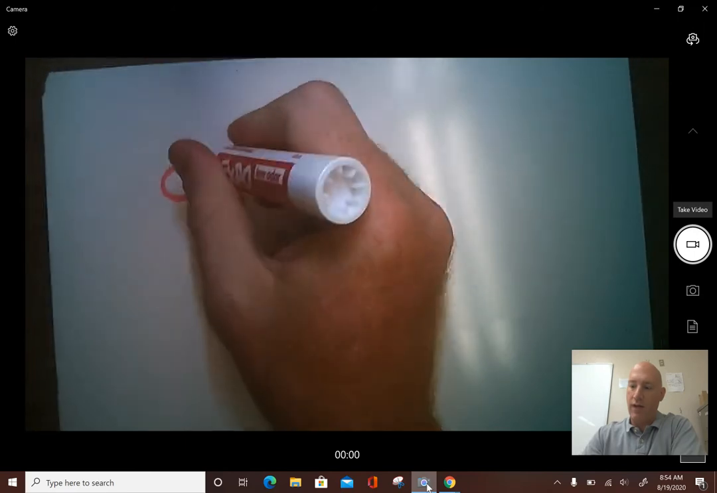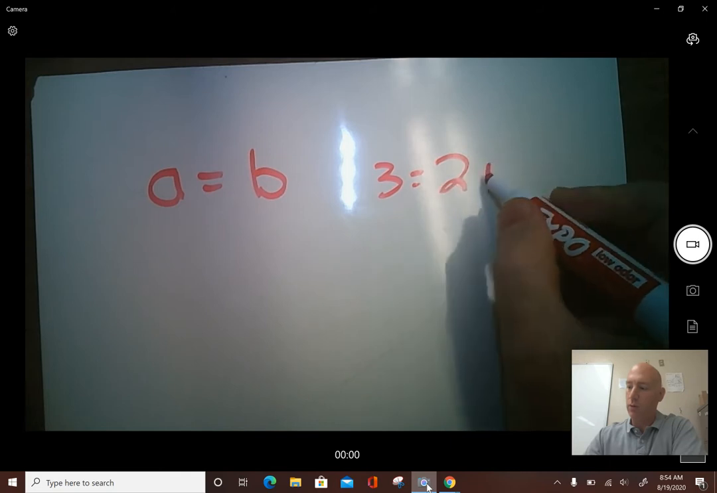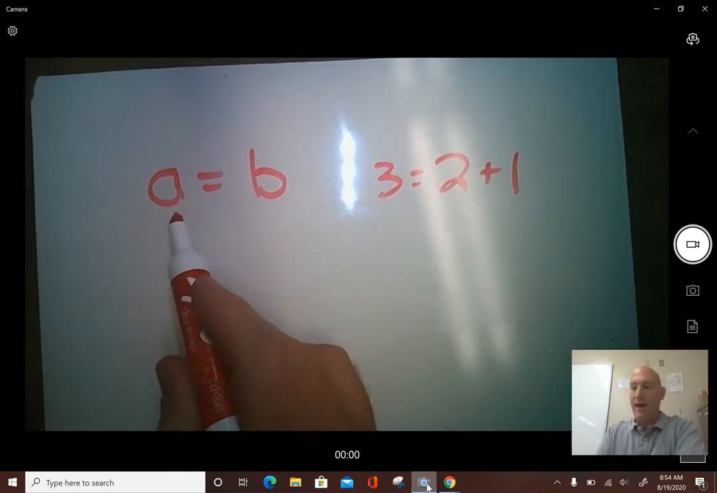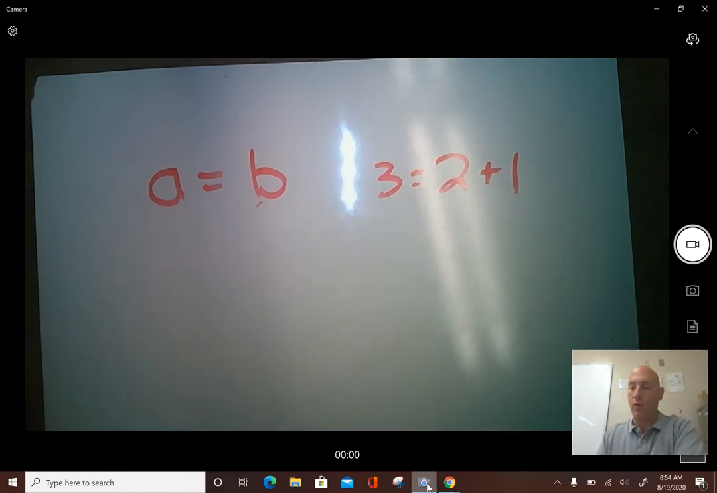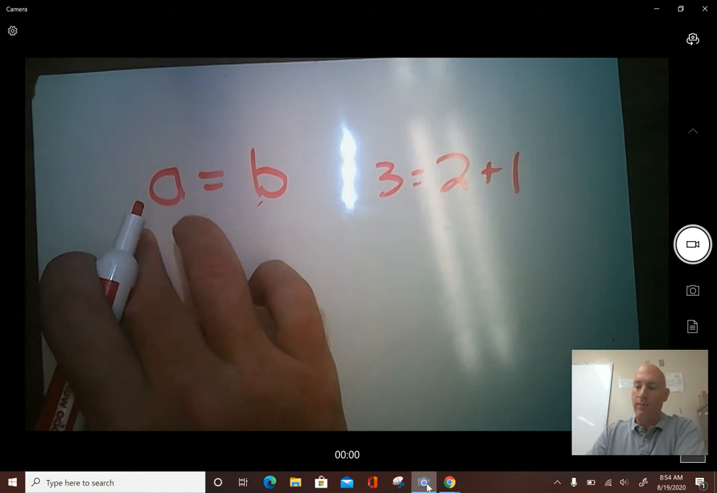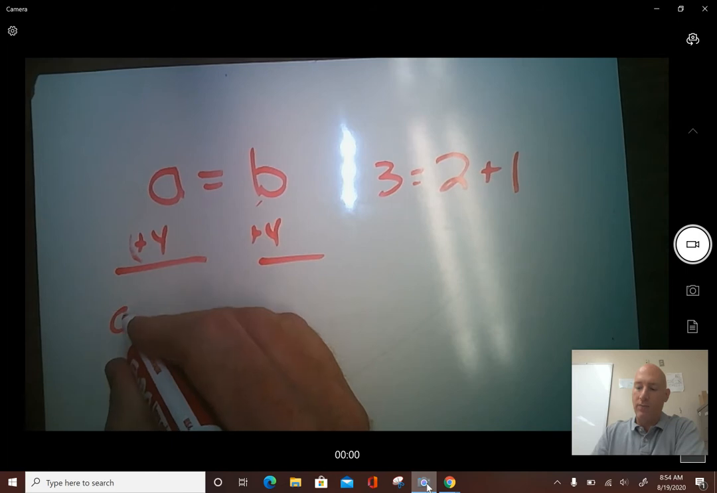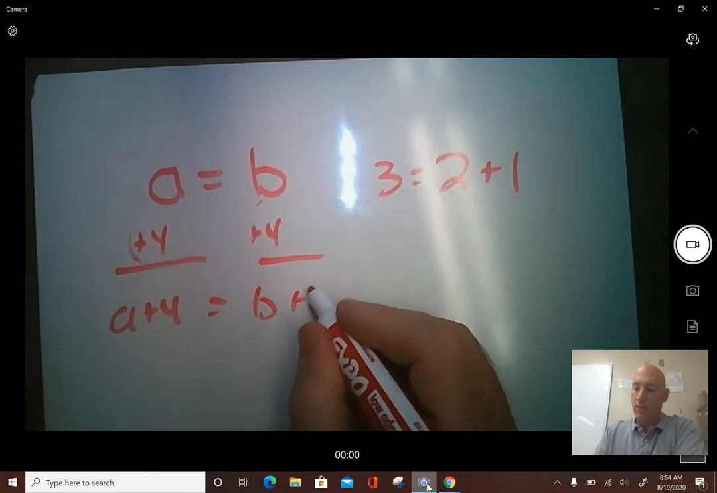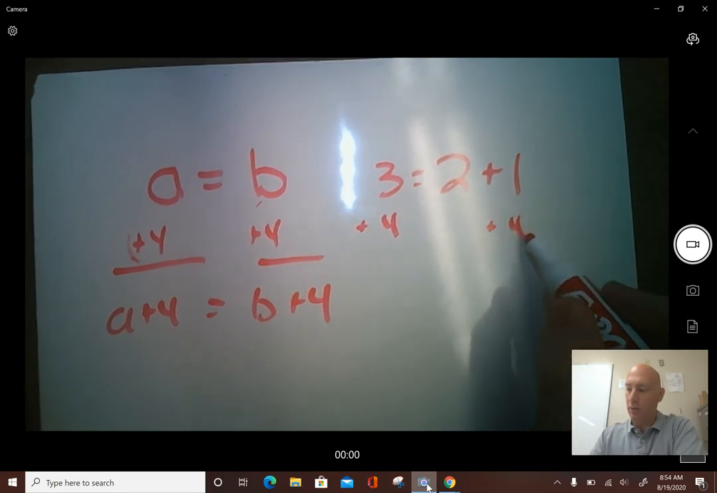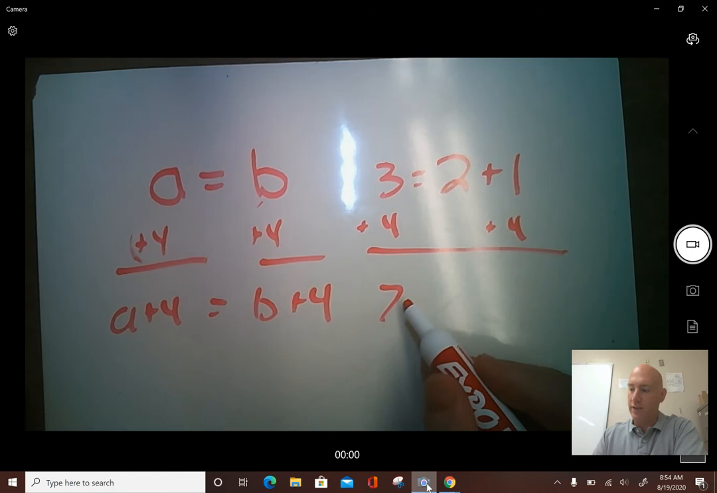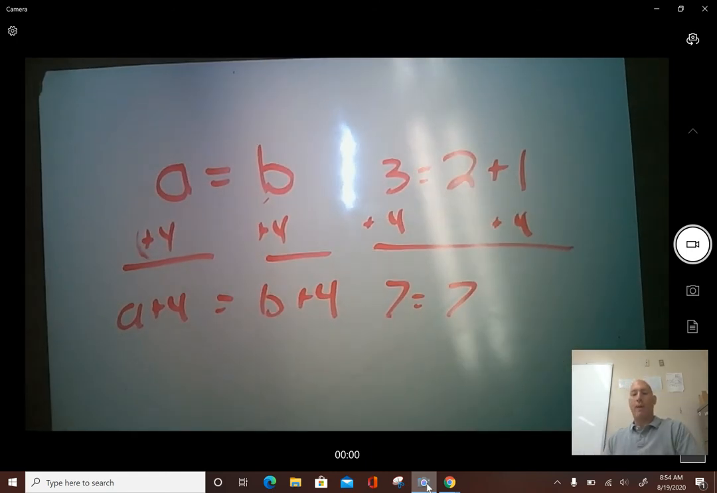So it says if A equals B, correct? So let's use something we know. 3 equals 2 plus 1. We know that's the same. A can be anything, B can be anything, okay? So this anything is 3, this anything is 2 plus 1. If I add 4 to both sides, well, doesn't it make sense if A equals B, then A plus 4 would equal B plus 4? Over here, it's going to be true. We're going to do the same thing to both sides. 3 plus 4 is 7. 2 plus 1 plus 4 is 7. Okay? That's all the property of equalities means.